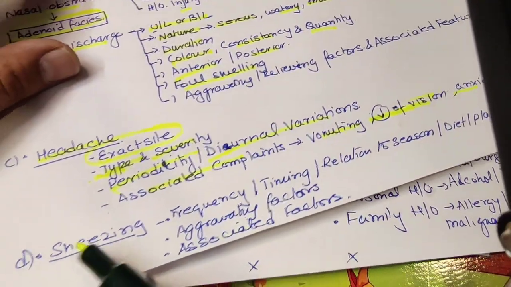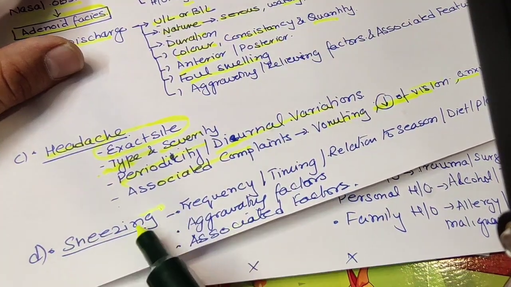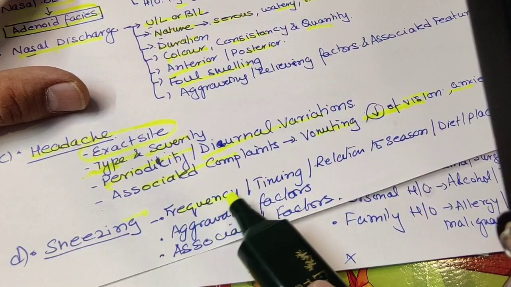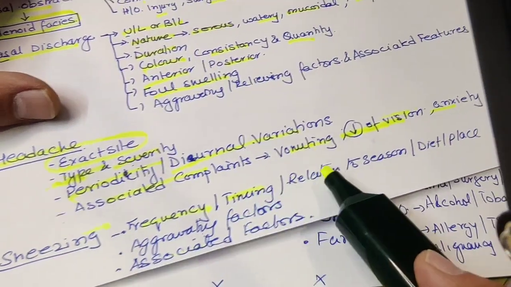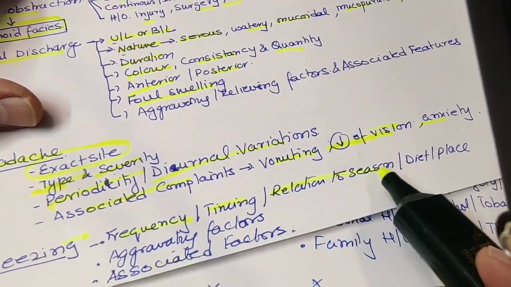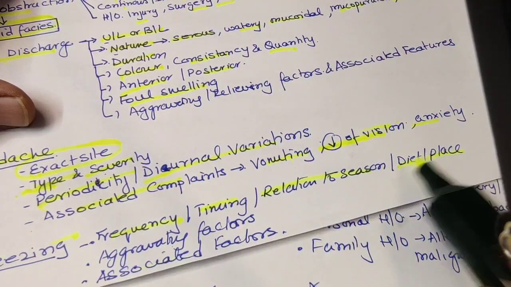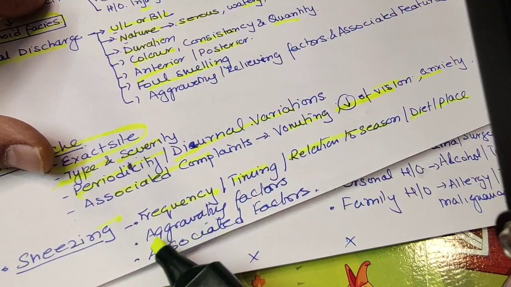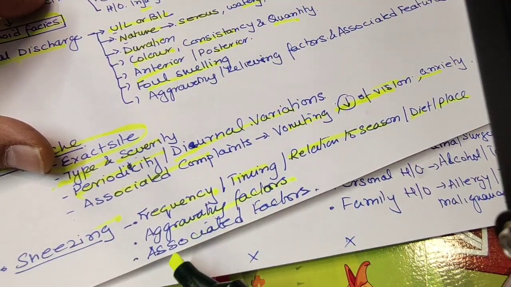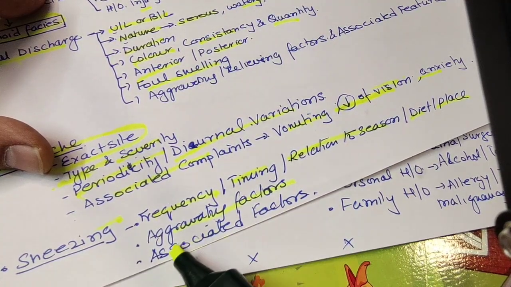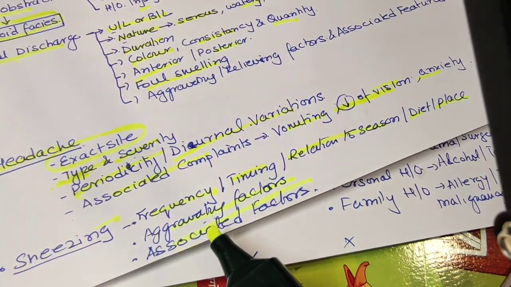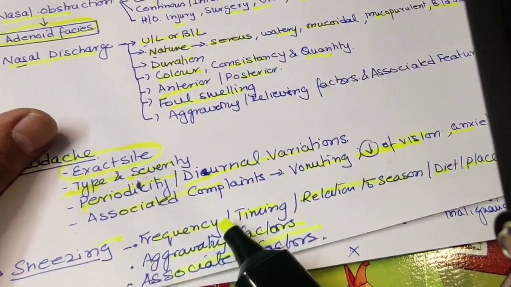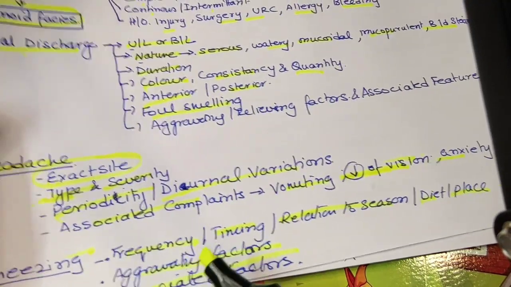Okay, and then as I told you, sneezing, which is a reflex mechanism, but you need to elaborate on it about the frequency, the timing, its relation to the seasonal or the diet or place, because that will indicate various allergies and the provocating agents or the aggravating factors that cause sneezing, and other associated factors in the negative history that you need to elucidate while you are taking a history of sneezing.